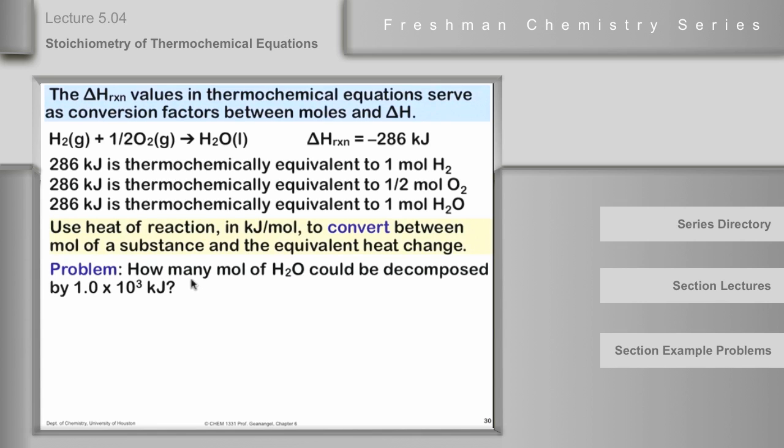Working in the opposite direction, how many moles of water could be decomposed by 1 times 10 to the third kilojoules? Well, 10 to the third kilojoules is a megajoule. That's a chunk of energy, a lot of it. How many moles of water could be decomposed by that many kilojoules? Well, we know that this equation up here says that 1 mole of water could be formed. If it were formed this way, it would release 286 kilojoules.